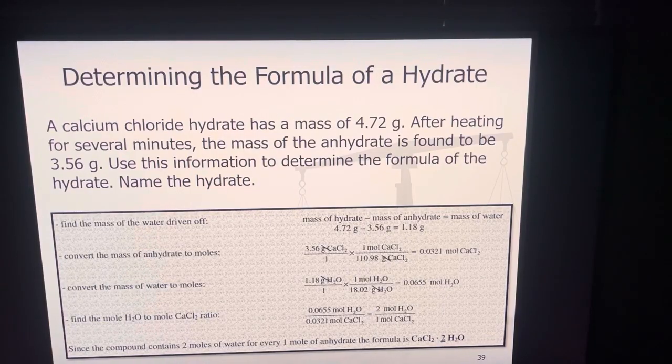I mean, obviously, you guys are pretty smart. You know what happened. The water was essentially heated away and evaporated away. So the difference between the 4.72 grams initially and the second mass, 3.56 grams, is water. If you just subtract those, you get the mass of the water. So you're going to use this information to determine the formula of the hydrate, and then you're going to name the hydrate, okay?